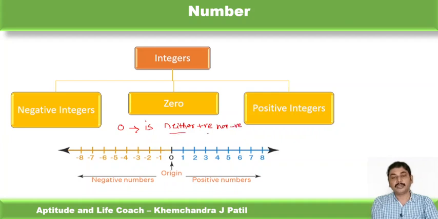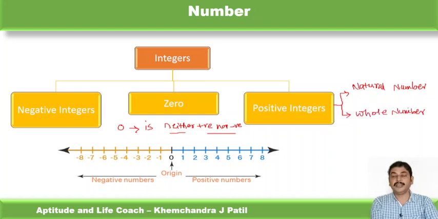This is a very important point. Sometimes we have to use this particular concept in questions also. Now, positive integers are further classified into two categories, that is natural numbers and whole numbers. Okay, natural numbers, whole numbers. Now, what is a natural number? This is very, very easy and known to everyone.